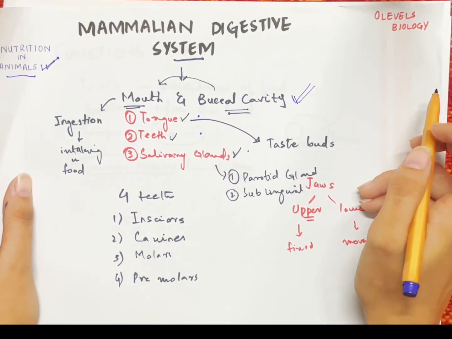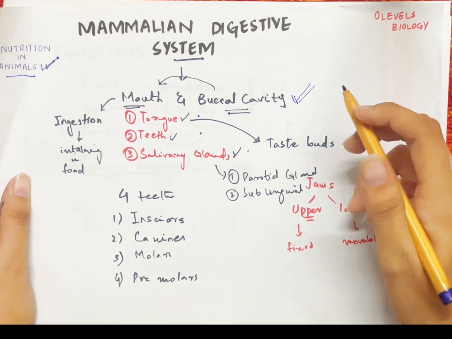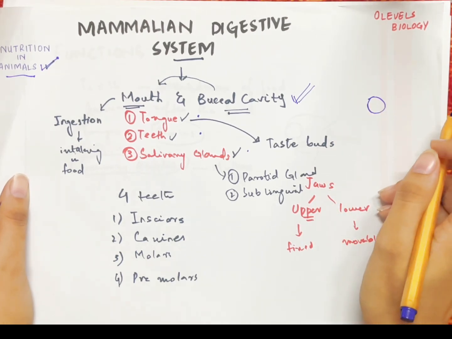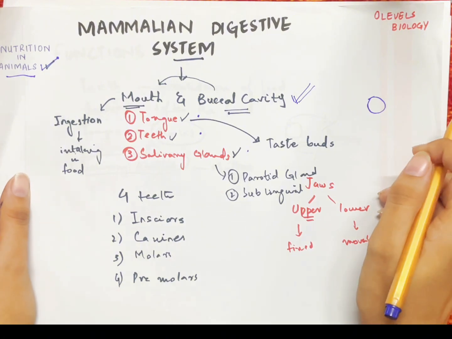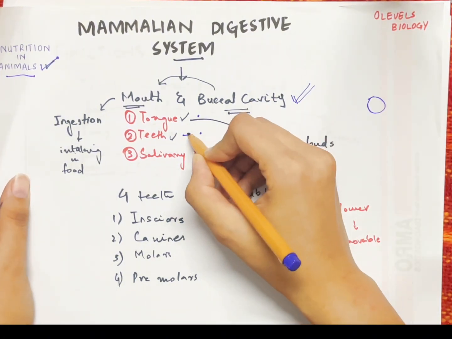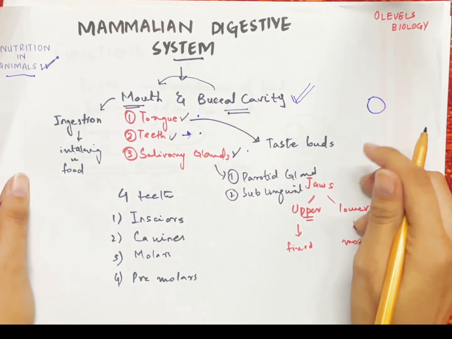The tongue is majorly responsible for forming a bolus. A bolus is a round structure that is found inside your mouth whenever you ingest any kind of food, and it helps you swallow that undigested substance. Teeth are basically responsible for breaking down the food into smaller particles.